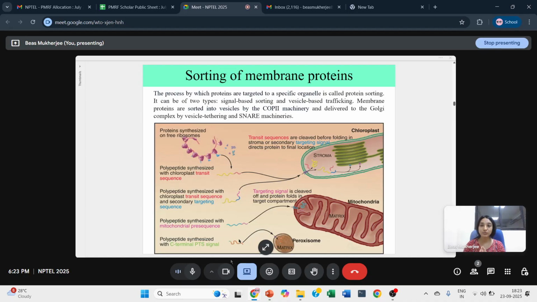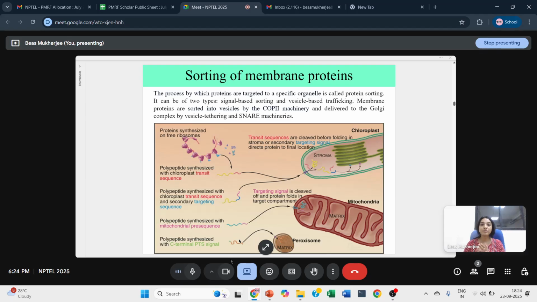So if you look at the figure, you will see that proteins are synthesized either on the free ribosomes or on the ribosome that is bound to the endoplasmic reticulum. Okay, so now what happens is the polypeptide synthesized with the chloroplast transit sequence. So that means once the protein is synthesized, the protein can undergo two different things. It has a signal sequence, right? So let's say that this signal sequence is for chloroplast. So there is a sequence of residues which says that this protein is supposed to go to chloroplast.